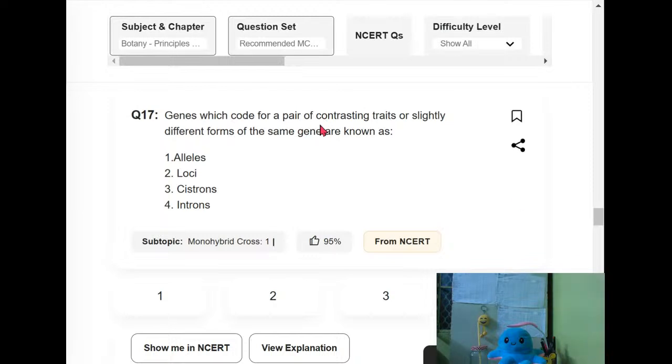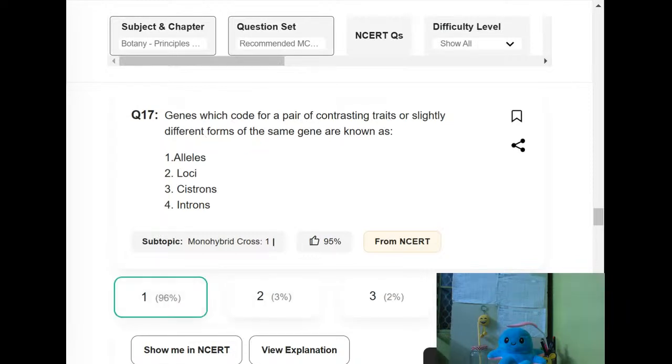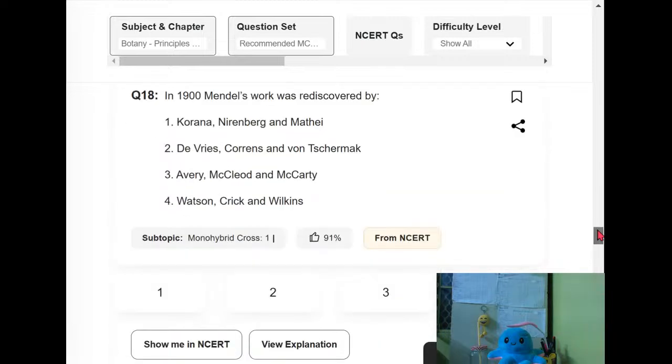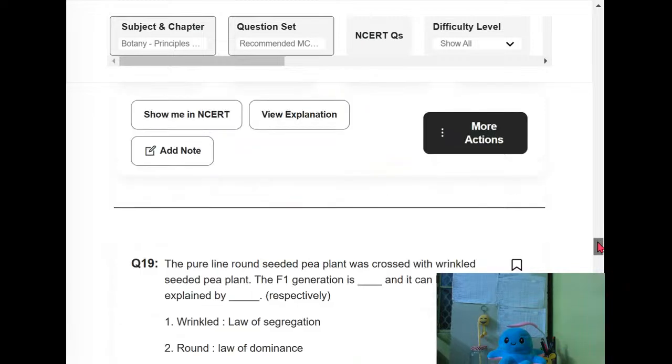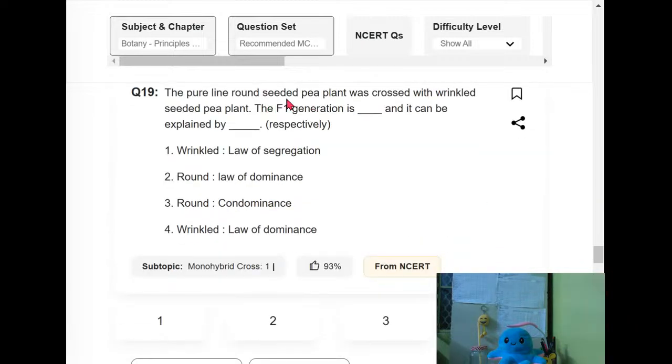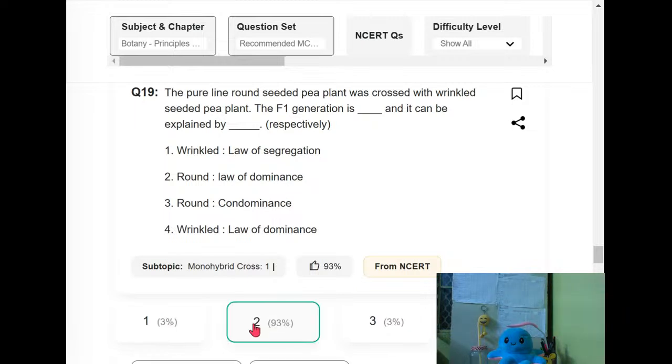Genes which code for a pair of contrasting traits, or slightly differing forms of the same gene, are known as alleles. In 1900, Mendel's work was rediscovered by De Vries, Correns, and Tschermak. The pure line round seeded pea plant was crossed with wrinkled seeded pea plant. The F1 generation is round and it can be explained by law of dominance.